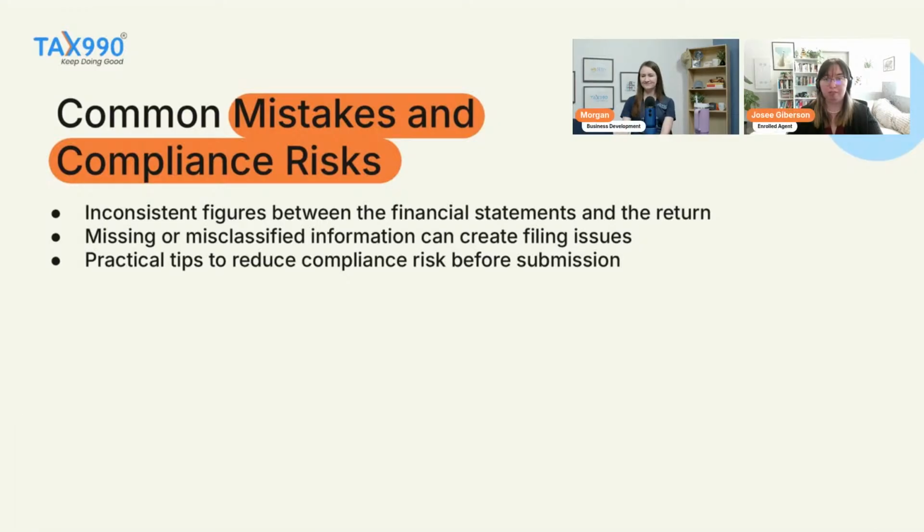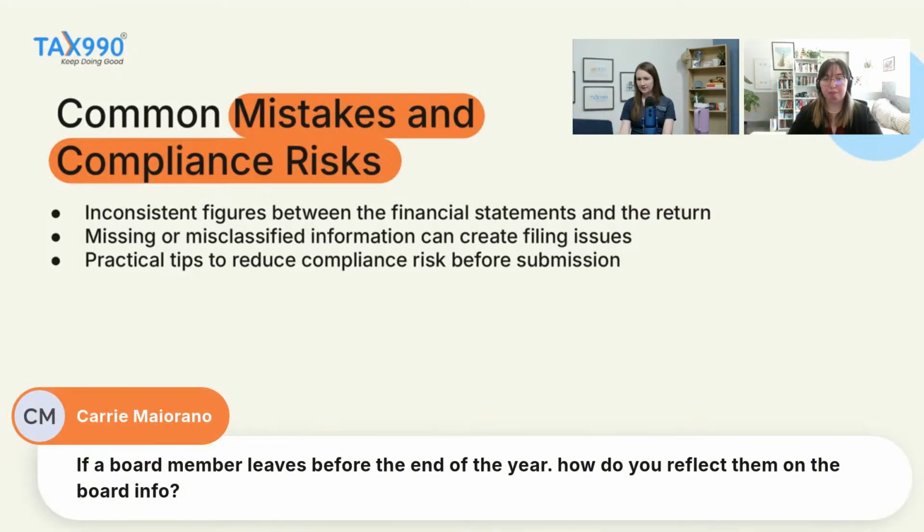Thank you, Josie. Yeah. There is one more, and then we'll move on. From Carrie: If a board member leaves before the end of the year, how do you reflect them on the board information? On both the 990 and the 990 Easy, you're still going to reflect all officers that served on the board at any point in the year. The 990 gets a little bit more specific and has beginning and ending dates for when their term was. And then on the 990 Easy, you can emphasize that again on the Schedule O.